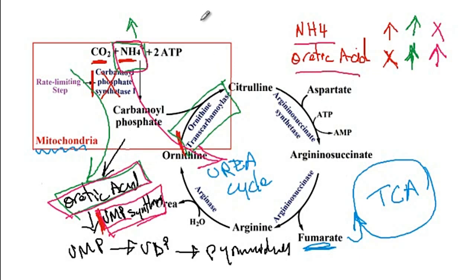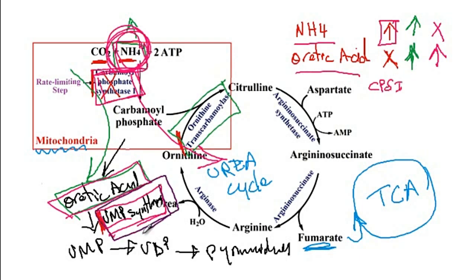Now, if by any chance on the exam you get confused and you're looking for a memory aid, the memory aid that I have for you is that carbamoyl phosphate synthase is the one that is closest to NH4. So the level of NH4 will be increased with carbamoyl phosphate synthase 1 deficiency. Uridine monophosphate synthase, on the other hand, is closest to the orotic acid, so deficiency of this enzyme will cause an increase in orotic acid, but no changes in the ammonia.